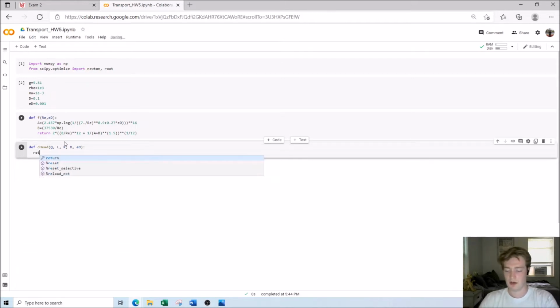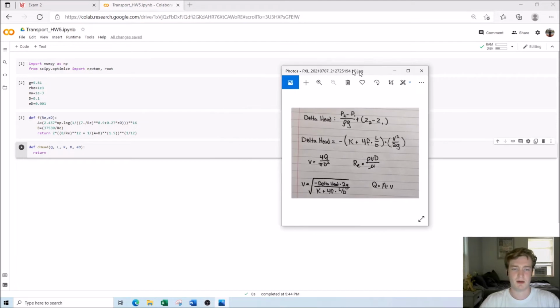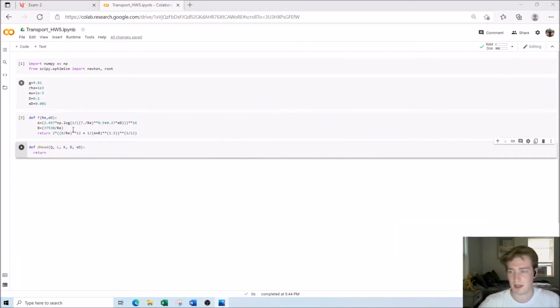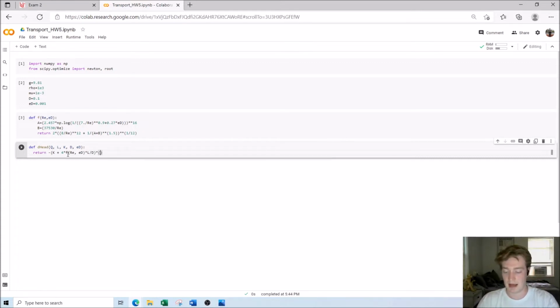And what are we going to return? We're going to return this equation here. So I'm actually just going to move this over to my second monitor so I can just look over and type. So it was a negative K plus 4 times f. What is our function for f? We need the Reynolds number and the relative roughness, e over D, and then times L over D, right? L over D, yep. And then multiplied by the velocity squared over 2g.